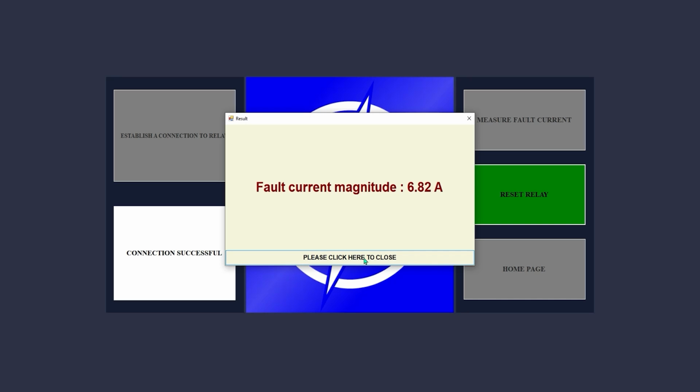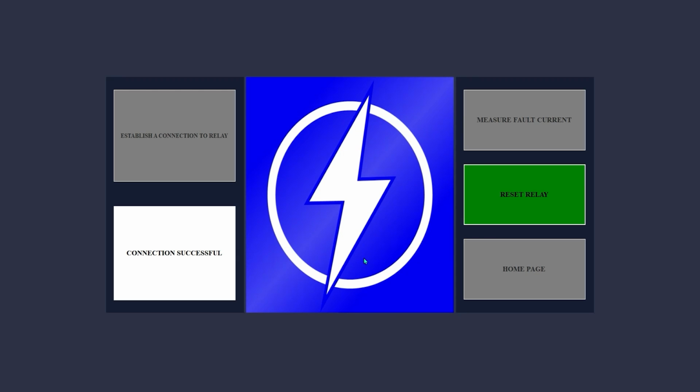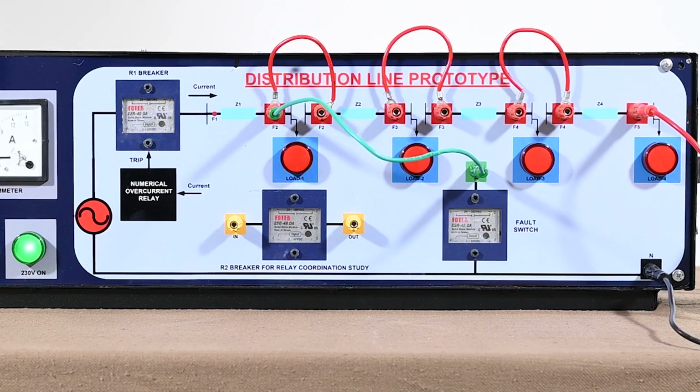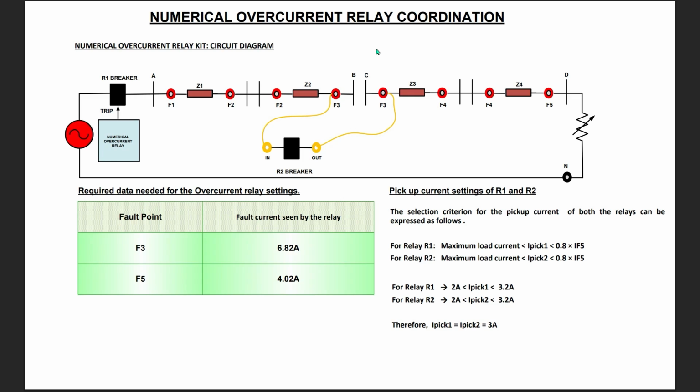Please click close to exit the message and then press the reset button to perform another test. Please repeat the experiment at any other desired fault point to measure the corresponding fault current. After the fault current determinations, the fault currents at F3 and F5 are tabulated in this table. F3 is found to be 6.82 ampere and F5 is 4.08 ampere.